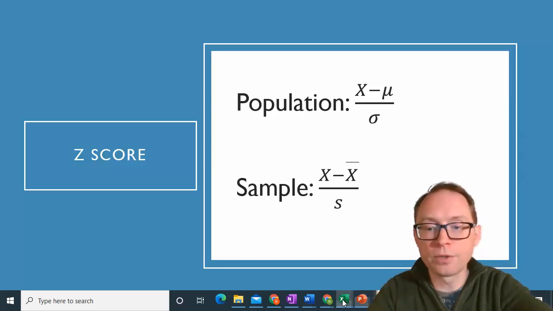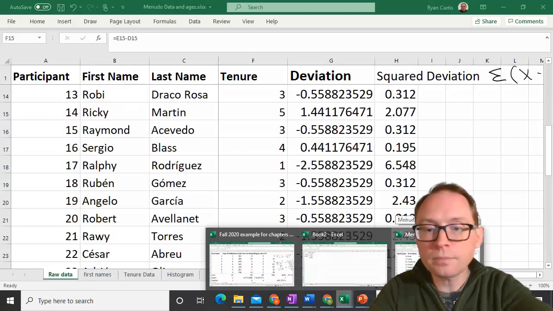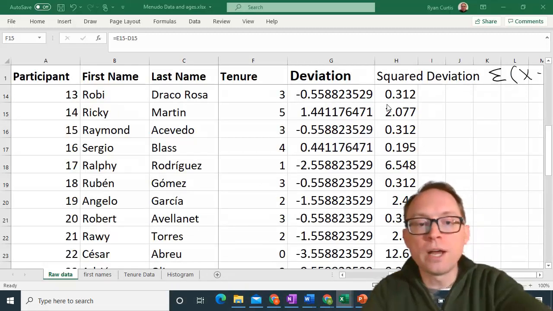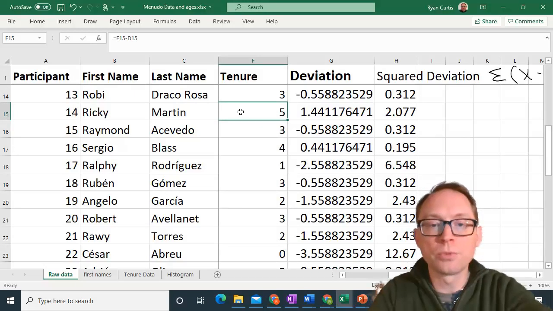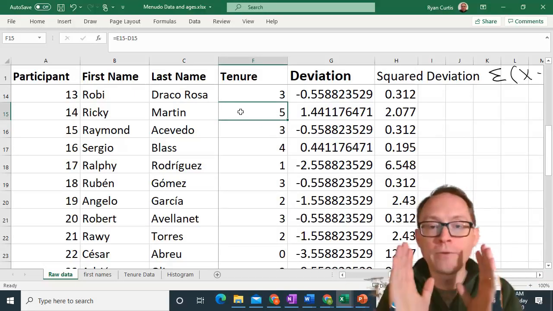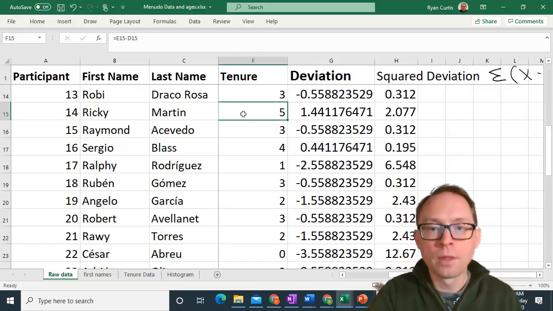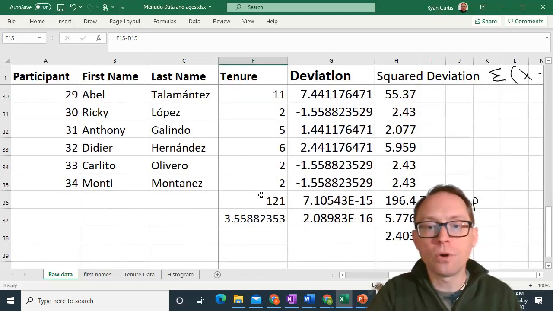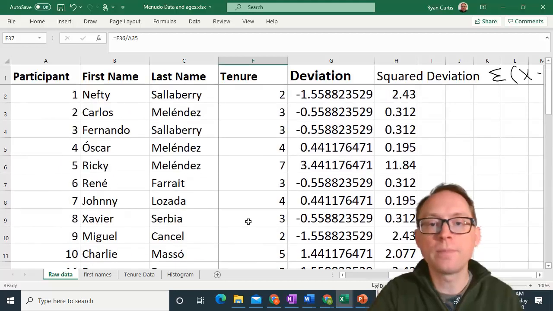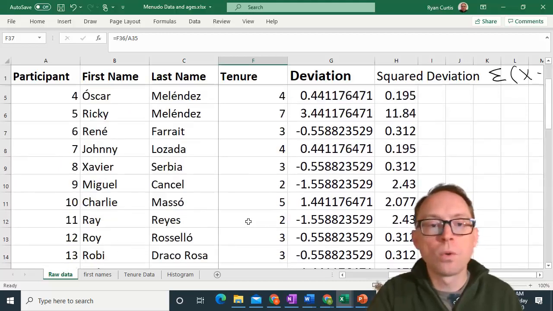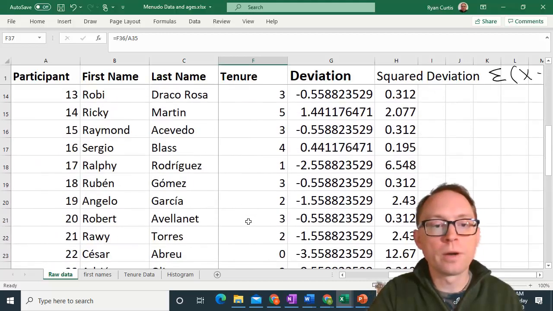So let's go back to the Ricky Martin data. To find Ricky Martin's Z-score, remember, each person gets their own Z-score. Ricky Martin had 5 years in Menudo. The average for the whole population, so this is mu right here, was 3.558, which is 3.56 essentially. So he is, where'd you go, Ricky Martin? There you are.